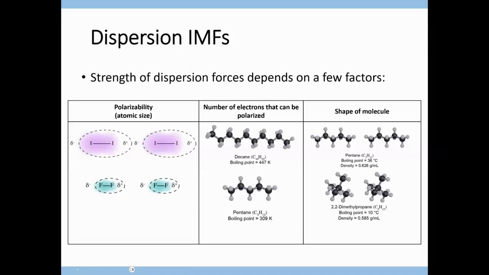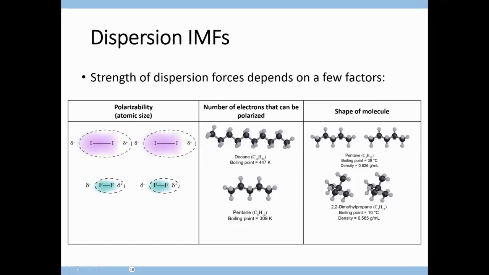So we'll talk about three different features. The first two are related to polarizability. I'll talk about what that means. But this first column is focused on atomic size. So if we have a larger atom, the two examples here of molecules are difluorine and diiodine. Iodine is a few rows below fluorine, so it's a much larger atom.